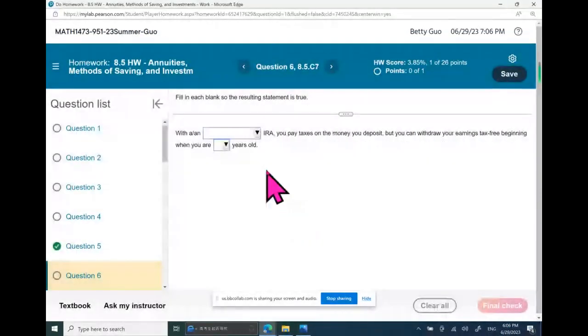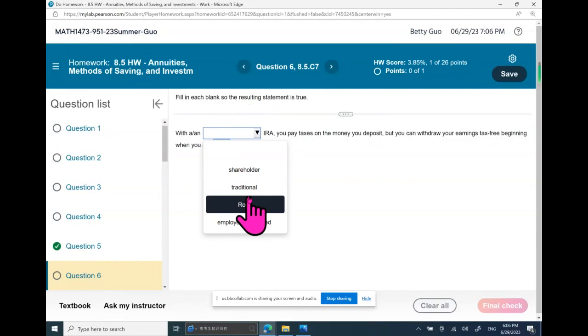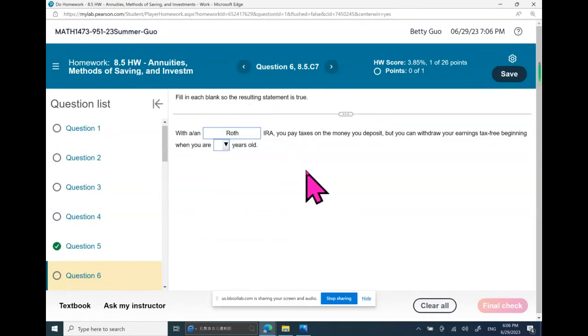Next, which type of IRA? You pay taxes on the money you deposit, but you can withdraw your earnings tax-free beginning when you are, okay, so this is Roth IRA. We mainly have two types of IRA, individual retirement account. Traditional IRA is tax deferred, meaning you do not pay taxes on the money you deposit in an account. But when you withdraw the money after you retire, you have to pay tax on it. So that is traditional IRA.